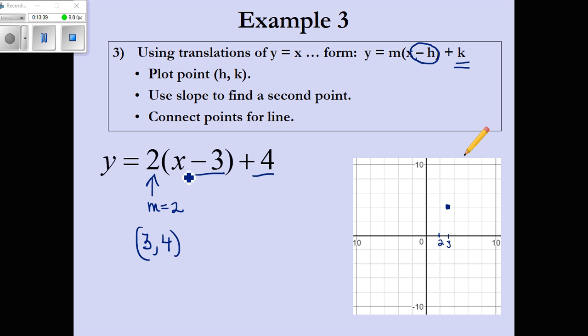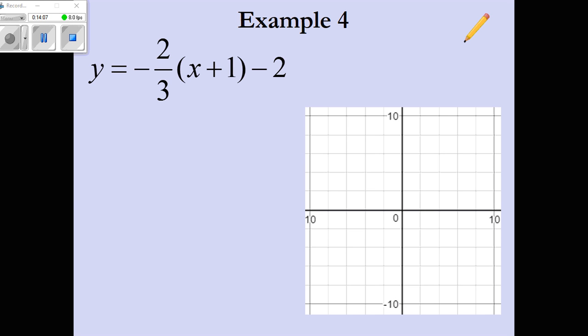Now use your slope. Up 2 over 1, up 2 over 1, up 2 over 1. And draw your line. Quick and easy. No distributive property. No accidentally making mistakes with negatives. You have your point, you have your slope, and bam, you have your equation graphed. Okay? Let's try it one more time.